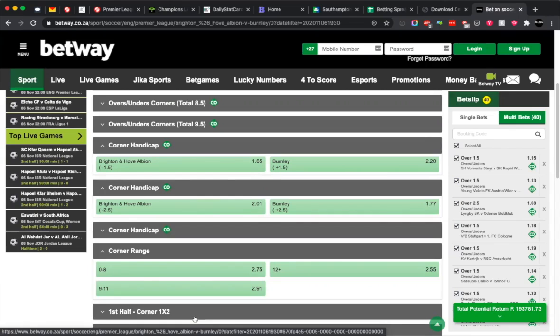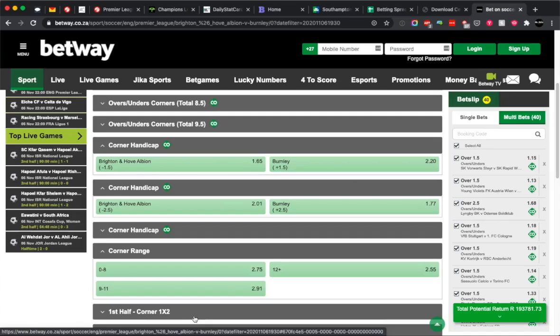But there are teams that score quite a lot of corners. So this is a market where you're trying to go with specific corners. So you're trying to predict the exact amount in a range. So the lowest range being 0 to 8 corners, that's the whole game. There'll only be the maximum of 8 corners, or there'll be a range of between 9 to 11 or 12 plus. So that is what the corner range is.